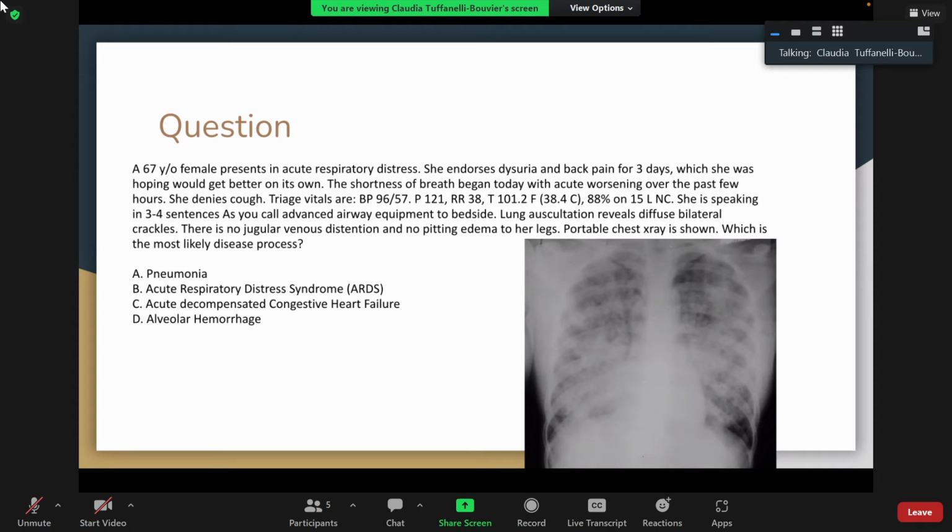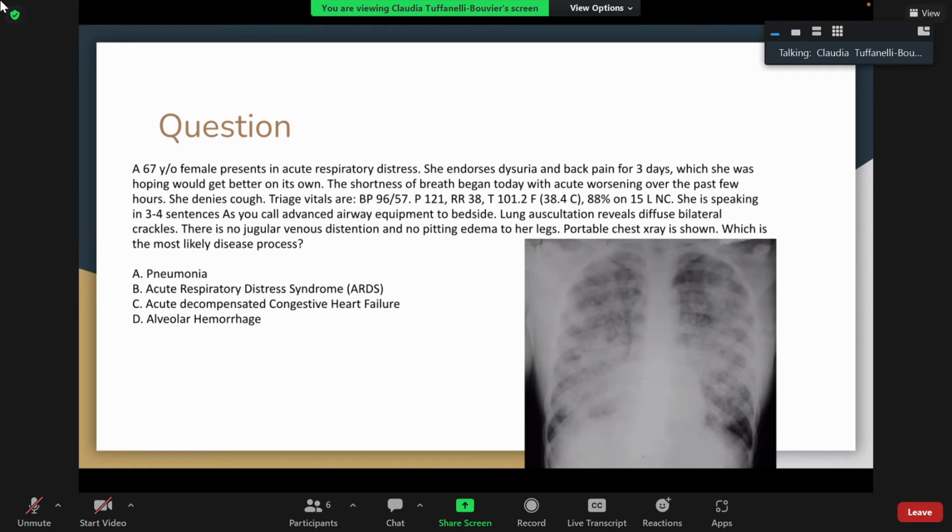She denies cough. Her vital signs: blood pressure is 96/57, heart rate is 121, respiratory rate is 38, so very fast. Her temperature is 101.2, and she's 88% on 15 liters nasal cannula, which was put on immediately by the nurse because she was so hypoxic. She is speaking in just 3 to 4 word sentences. There is no jugular venous distension, so no JVD, no pitting edema in her legs.